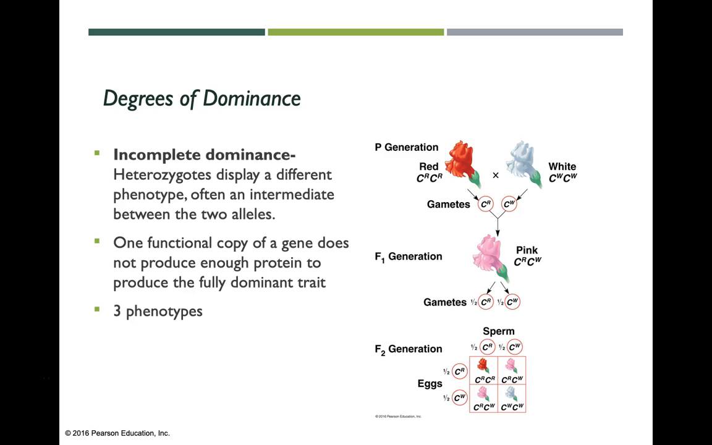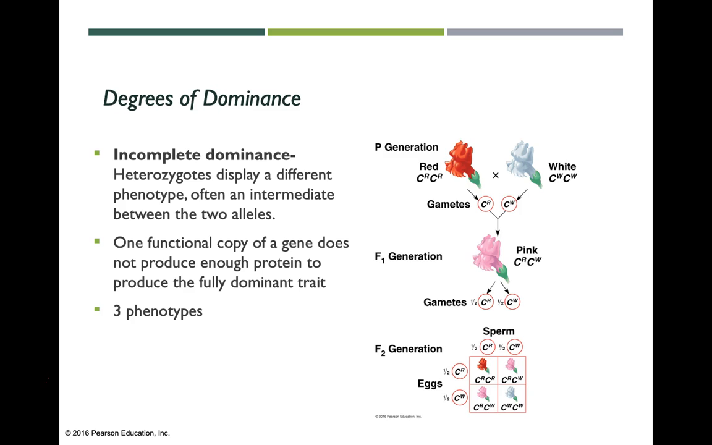But the difference here is that there's no actual blending occurring. Each individual is passing on a specific allele. Those alleles produce a very specific trait. And in the homozygous individuals, you get the same phenotypes as the parents. It's the heterozygous individual that has that intermediate phenotype.